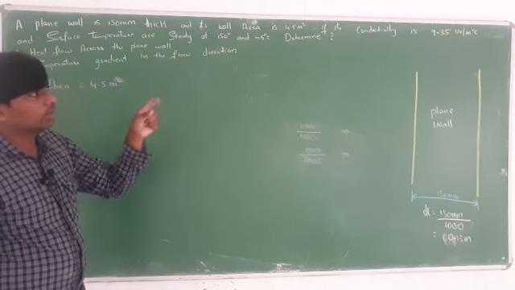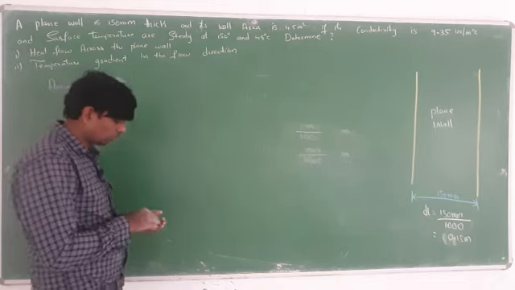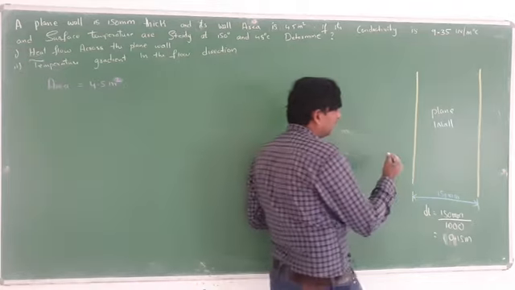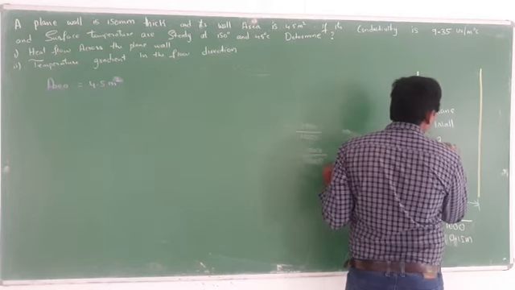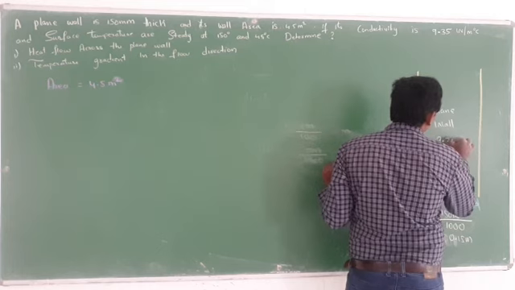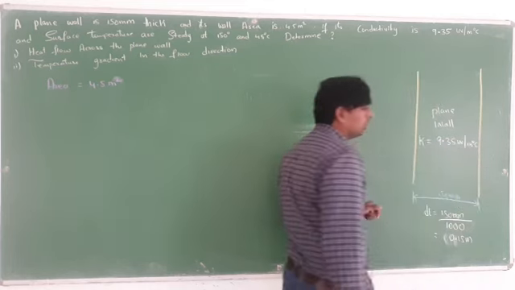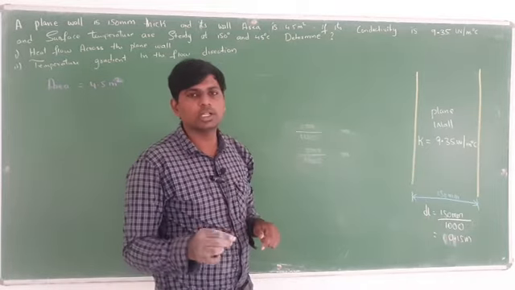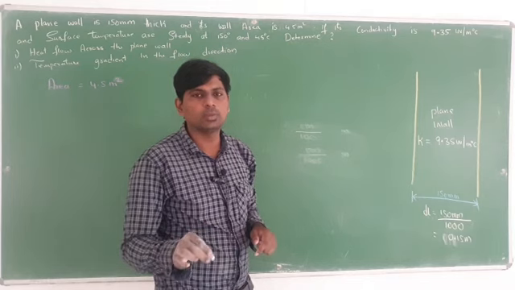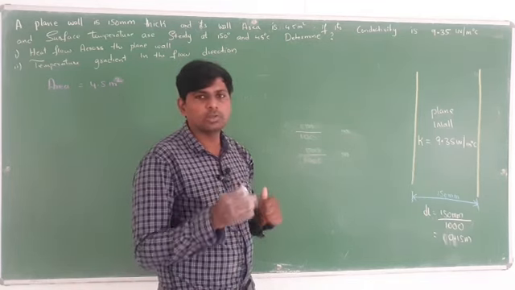After that, the thermal conductivity for this wall is given. How much is the K value? As you can see, 9.35 watt per meter centigrade. By seeing the unit also you can identify it. That is the thermal conductivity of that wall.